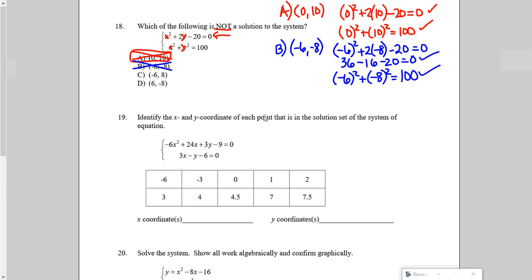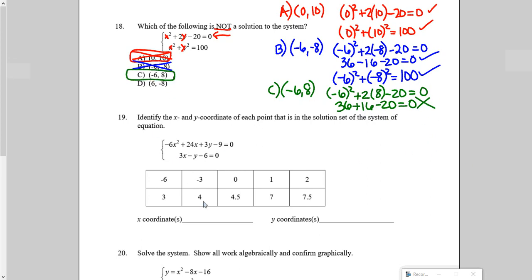Let's try C. In C, I'm plugging in -6, 8. So this time I'm plugging in -6 for x. I'm plugging in 8 for y. So for this one, I have 36 plus 16 minus 20 equals 0. No, this is 50. No, doesn't work. So that means C is the correct answer. It is not a solution.